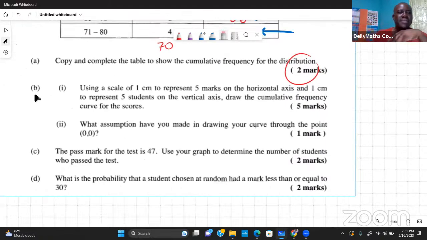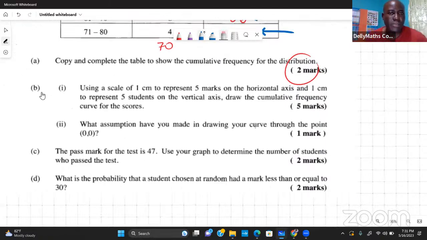The next question says, this is the B part. Now we're going to be drawing something. It says, using a scale of 1 centimeter to represent 5 marks on the horizontal axis. Horizontal is the x-axis. 1 centimeter to represent 5 students on the vertical. Vertical is the y-axis. Draw the cumulative frequency curve for the scores. Guys, look at marks. Giving away 5 marks. So here is the idea.